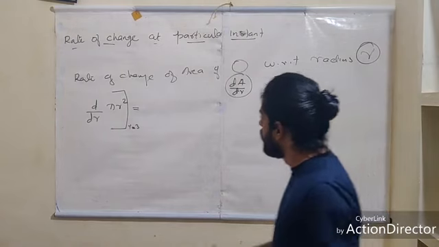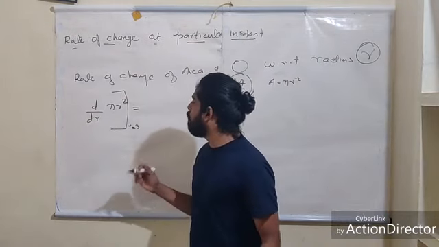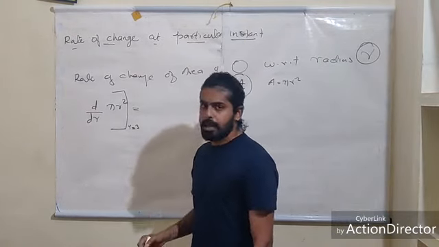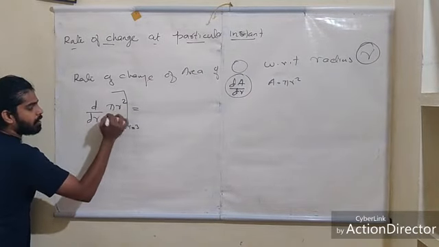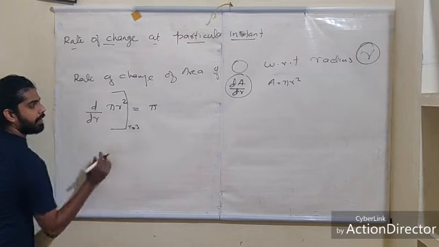Okay, so what will be the d by dr of pi r square? How will we differentiate pi r square? Okay, here r is the variable, so pi is a constant, so pi will be here.